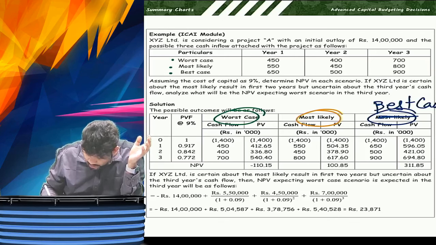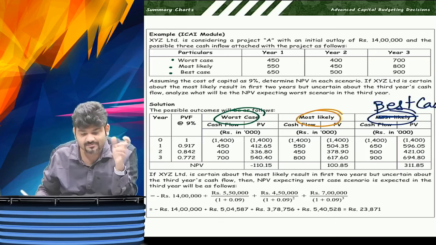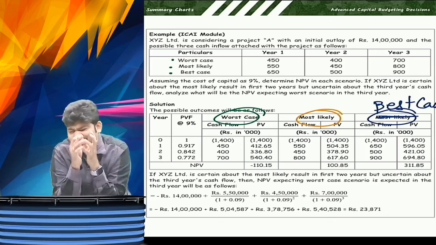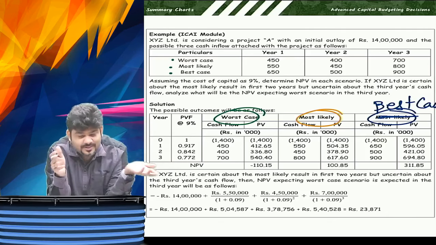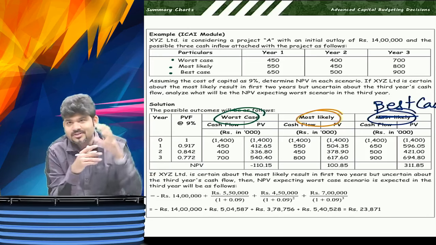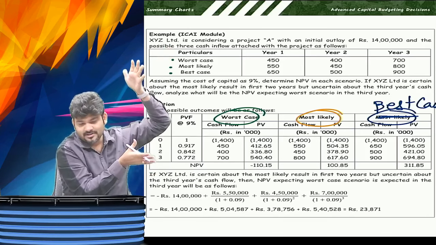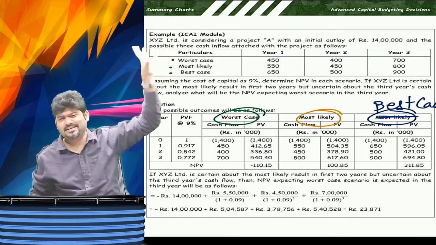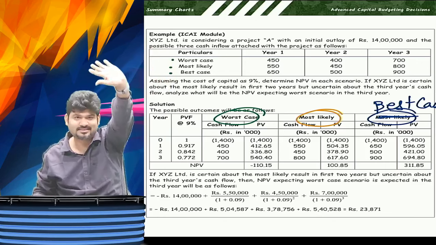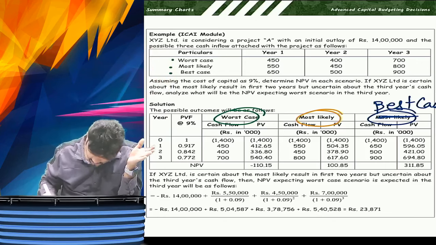For all of these three cases, we will have to calculate the net present value. Then the question will say, pick the worst case, pick the most likely case, pick the best case. So this is nothing but the probability method, just that they've given a name: worst case, most likely case, best case. That's it. Nothing else. Are you clear, everyone? So that's how this system works.